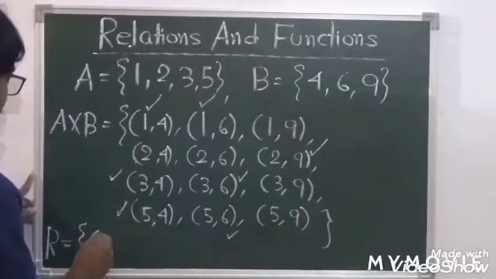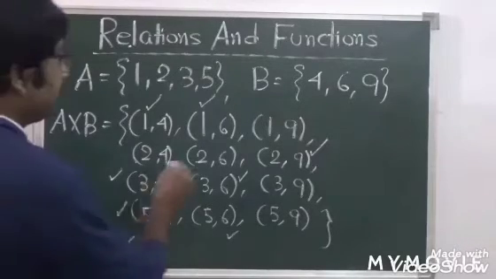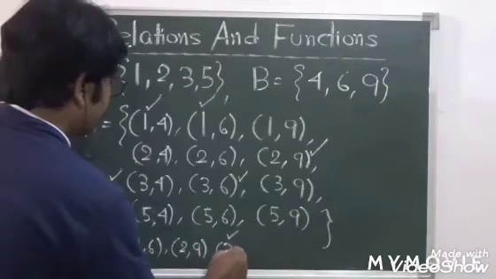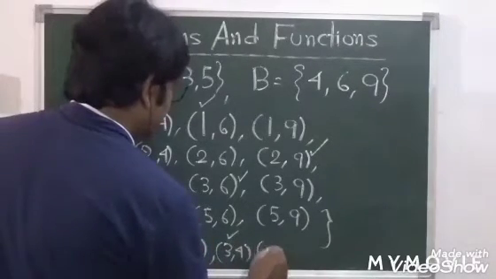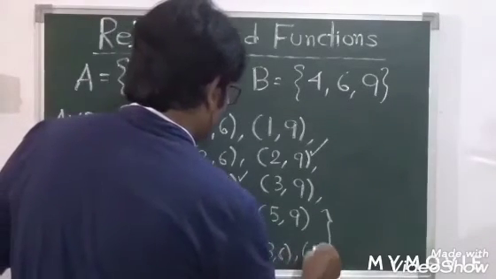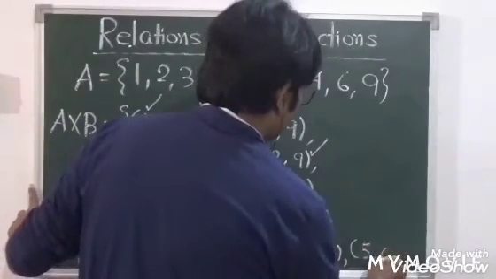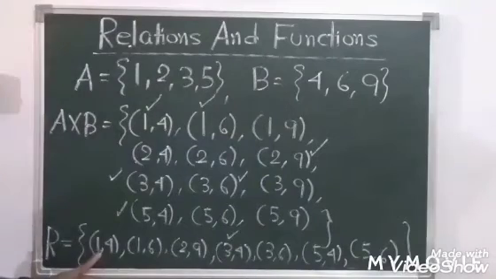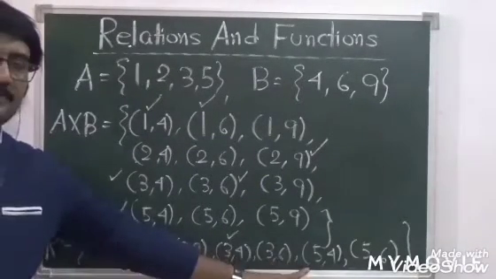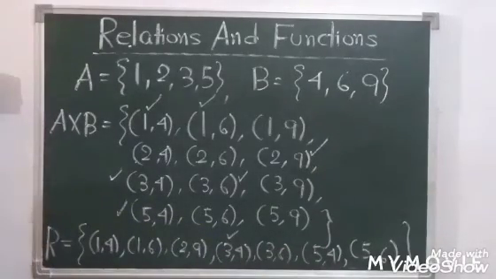So we can write R as (1, 4), (1, 6), then (2, 9), (3, 4), then (3, 6), then we have (5, 4), and then we have (5, 6). So R is (1, 4), (1, 6), (2, 9), (3, 4), (3, 6), (5, 4), (5, 6). These are the ordered pairs which are included in the relation by the given condition.